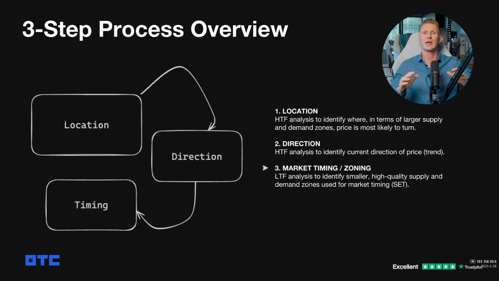That final step, step 3, zoning, takes place on a lower time frame, LTF. This is where you set your specific trade parameters, your entry, stop, and target. If the location suggests prices are cheap, the direction indicates an uptrend, and you spot a high-quality demand zone, you'd look to buy using your set stop, entry, target parameters.